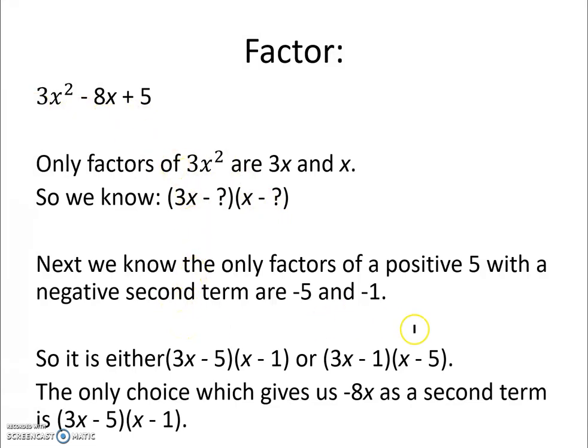Next, we know the only factors of a positive 5 with a negative second term are negative 5 and negative 1, which is just what we had said up here. The question is, do we put the negative 5 with the 3x or the negative 5 with the x? Well, the only choice which gives us negative 8x as a second term is the quantity 3x minus 5 times the quantity x minus 1.